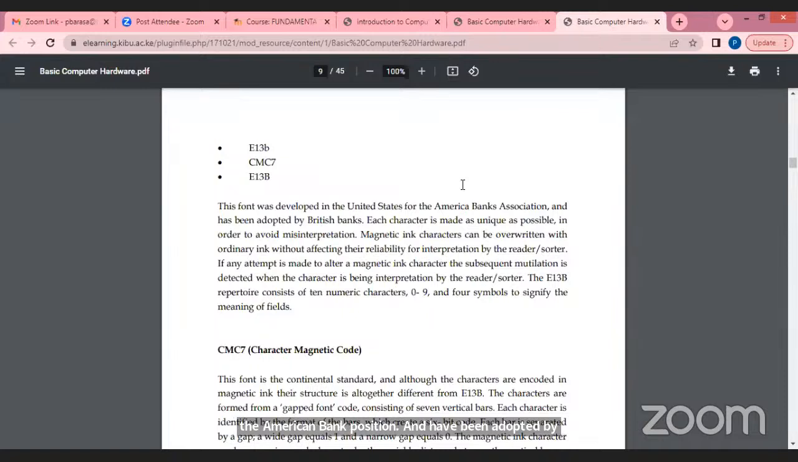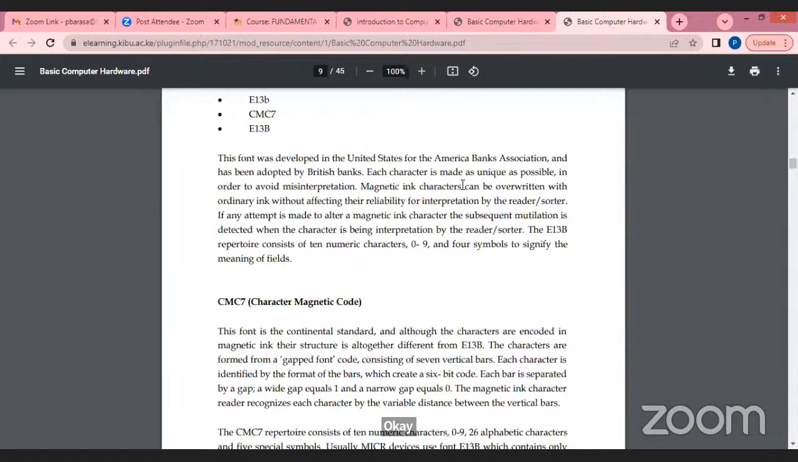Magnetic ink characters can be overwritten with ordinary ink without affecting their reliability for interpretation by the reader/sorter. If any attempt is made to alter a magnetic ink character, the subsequent mutilation is detected when the character is being interpreted by the reader/sorter. So the E13B consists of 10 numerical characters of 0 to 9.